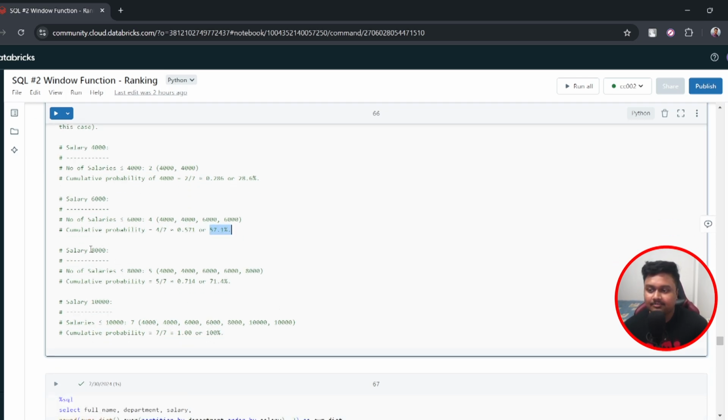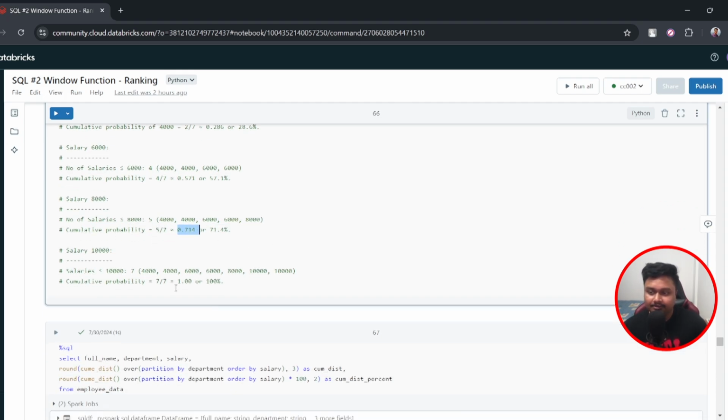57.1%. Similarly, if we check the 8,000 salary, there are 5 values which are less than or equal to 8,000. So 5 divided by 7, we get 0.714. Finally, the last value, that is 10,000. All the records in the list fall under the category where they are less than or equal to 10,000. So 7 divided by 7, we get 1. One thing to notice here is that when you calculate Cumdist, the row that is the highest in the list, when you order it, will always have a Cumdist value equal to 1.